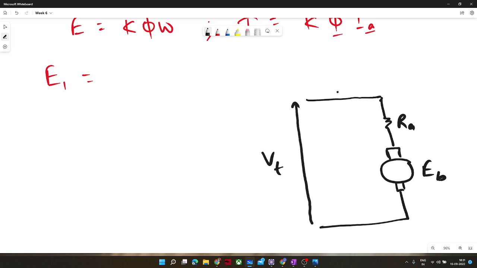This is terminal voltage, and since it is a motor, current will be drawn from the supply. As you know, in a motor you have control over how much supply you give: electrical input, mechanical output. So how much voltage you are supplying will come across the armature. That's why we call it armature voltage, right?